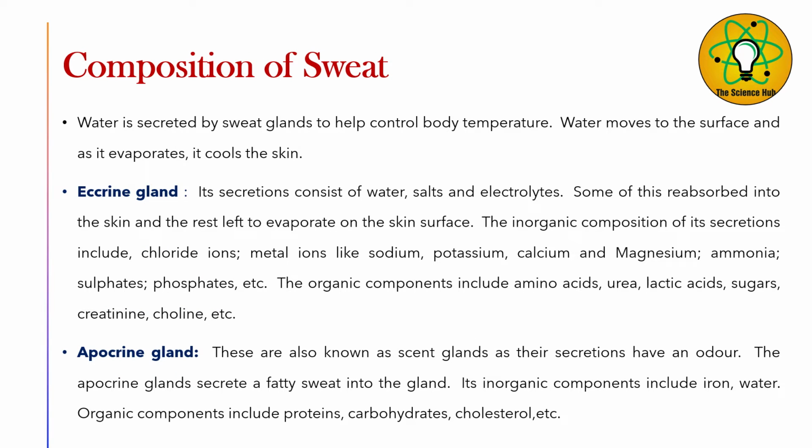Water is secreted by the sweat gland to help control the body temperature. Water moves towards the surface and as it evaporates, it cools the skin. Eccrine gland secretes water, salts and electrolytes. Some of them are reabsorbed by the skin and the rest is evaporated from the skin surface.